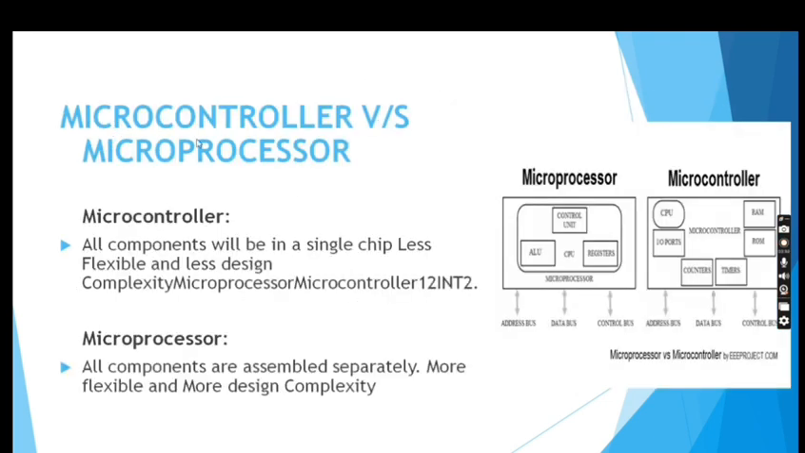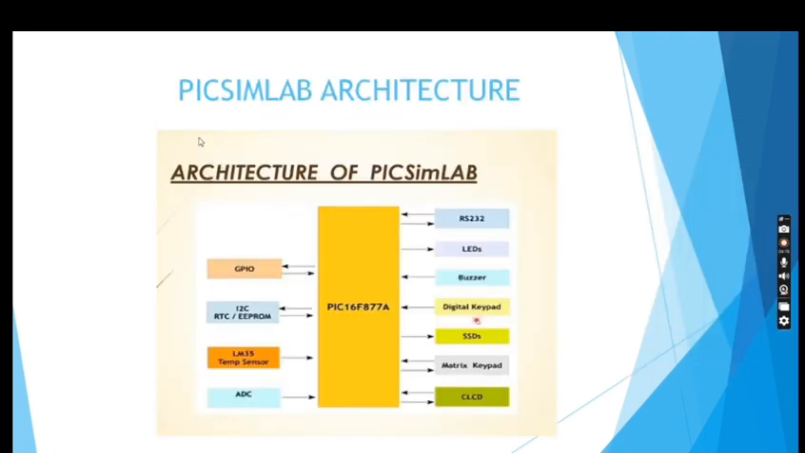So, what is the difference between microcontroller and microprocessor? In a microcontroller, all the components are in a single chip, less flexible and less design complexity. In a microprocessor, all components are assembled separately, more flexible and more design complexity. So we have the diagram showing the difference between microprocessor and microcontroller.